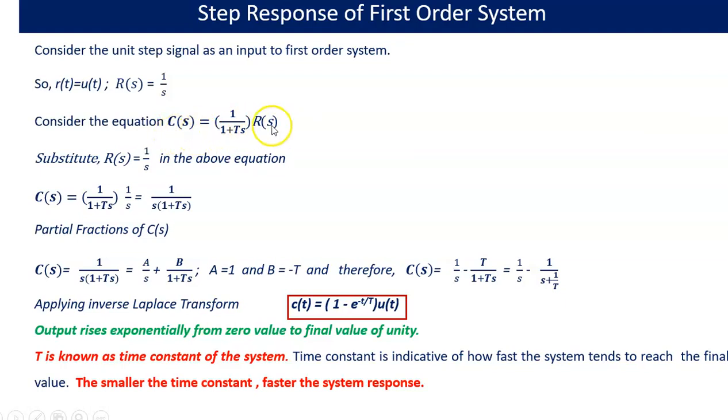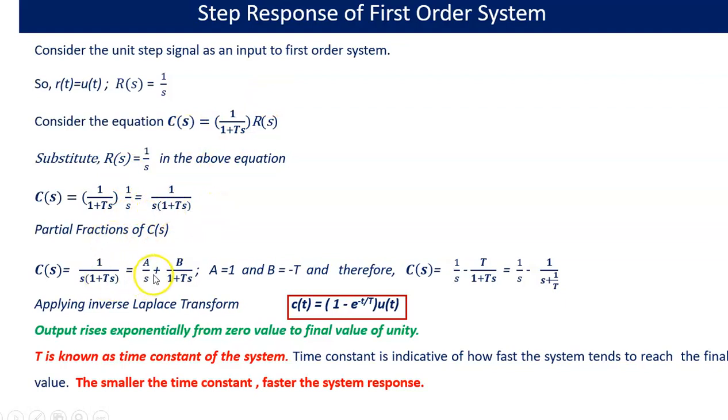So write C of s is equal to. Now substitute R of s is equal to 1 by s in this equation. So C of s is equal to 1 by 1 plus Ts into 1 by s. R of s is equal to 1 by s, step input. So this is equal to 1 by s into 1 plus Ts.